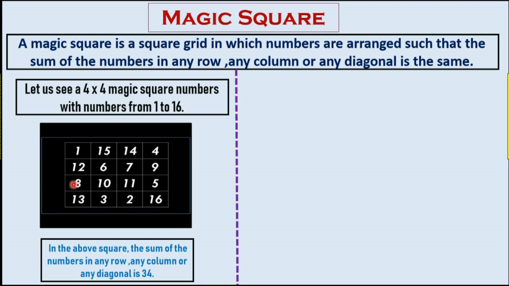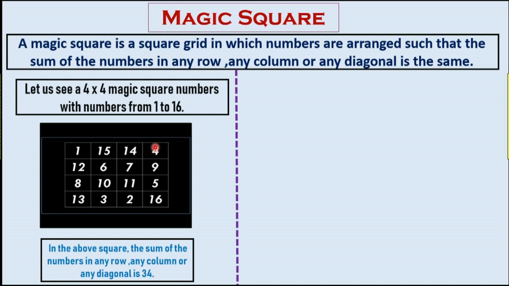In this way, this row will also contain 34. The sum of the numbers will be 34. This row will contain the same. See this column. 4 plus 9 plus 5 plus 16 will be equal to 34. See how. 4 plus 5, that is 9, plus 9, 18. 18 plus 16, that is 34.